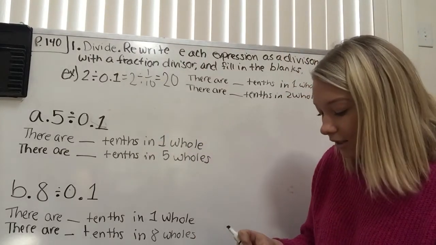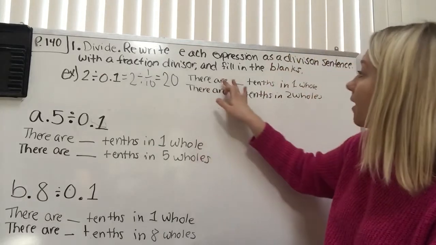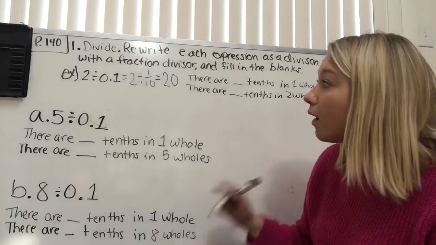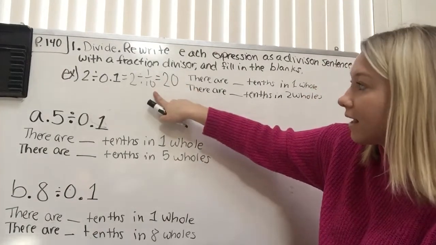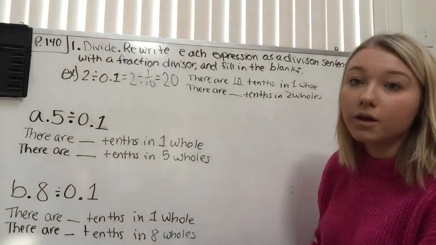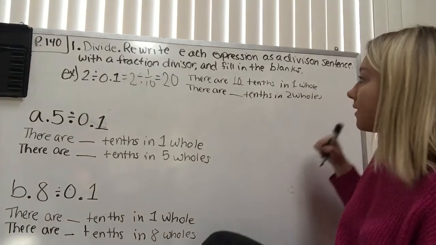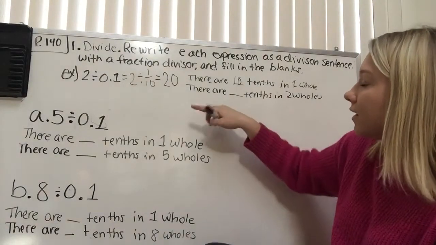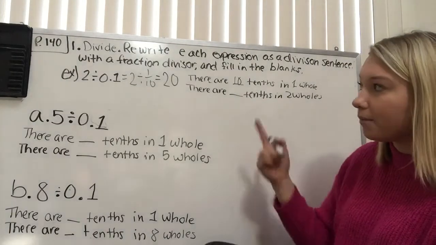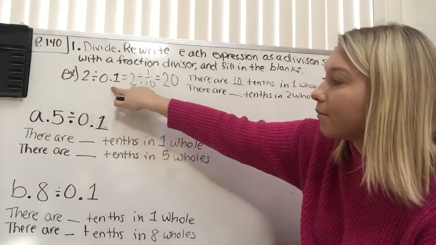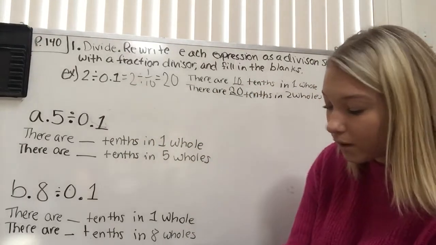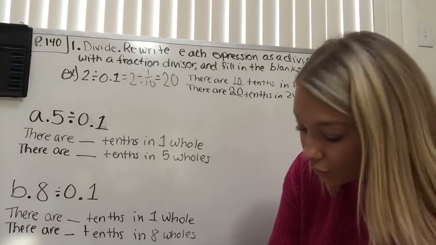So now they're asking us questions, and they filled this in for us, but there are blank tenths in one whole. So in one whole, there are how many tenths? Well, there's always going to be 10 tenths in one whole. Okay, there's always going to be 10 tenths in one whole. And then they're asking us, there are blank tenths in 2 wholes. Well, that's what we solved right here. So 2 divided by 1/10, we said, is 20. So there are 20 tenths in 2 wholes, okay?